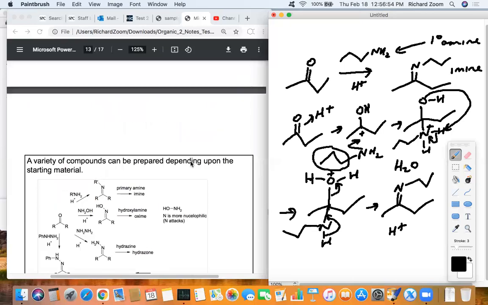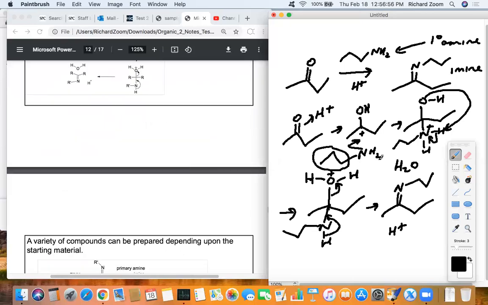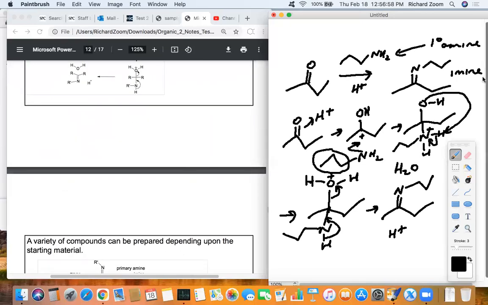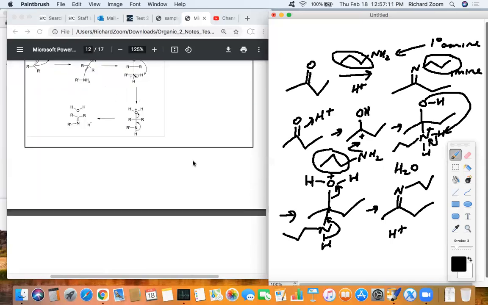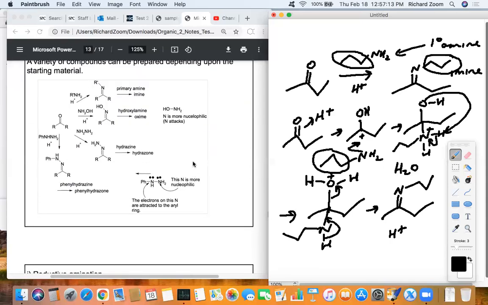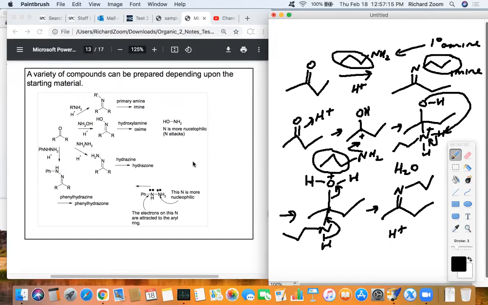How does it do that? It uses that very mechanism that we just went through here. But all I'm asking you to do is apply the same mechanism no matter what is attached to that nitrogen. Okay? Do you have any other questions about that, Julie? No, I'm good, thanks. Okay.